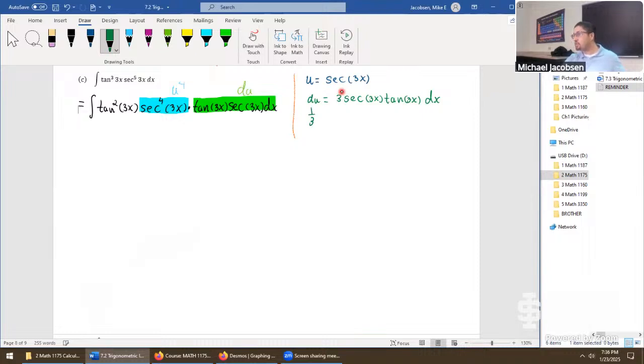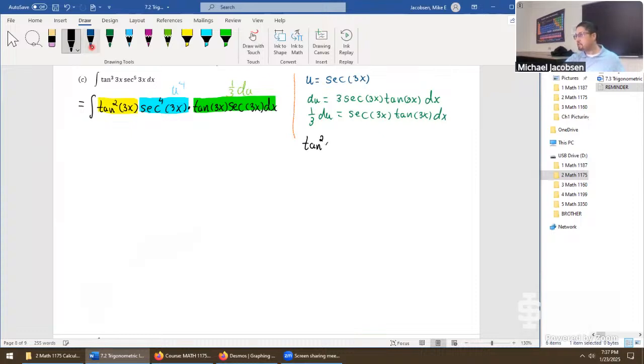So let me write it in this way. This is our author's typical approach. A third du is secant 3x, tangent 3x, dx. And then that means my little description here where we wrote du, it's really going to come in as a third du above. The only thing left over is this portion, the tangent squared. But that's just where the trigonometric identity gets involved.